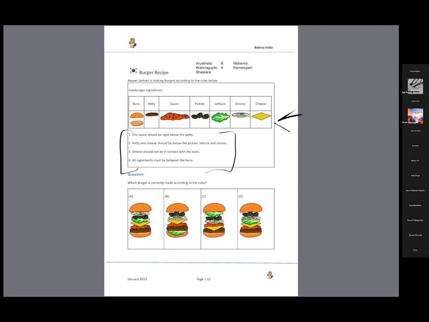The second rule is that the patty and the cheese should be below the pickles, lettuce, and onions. We're not told about the order of the pickle, lettuce, onions, or the patty and the cheese. All they've said is that the patty and the cheese ingredient should always be below these three ingredients. The next is that the onions should not come in contact with the buns. And the last rule is that all the ingredients must be between the buns. So we have to say which burger is correctly made according to these rules.